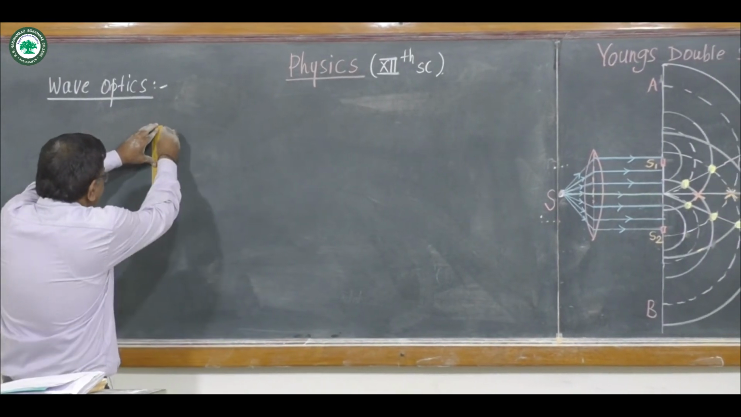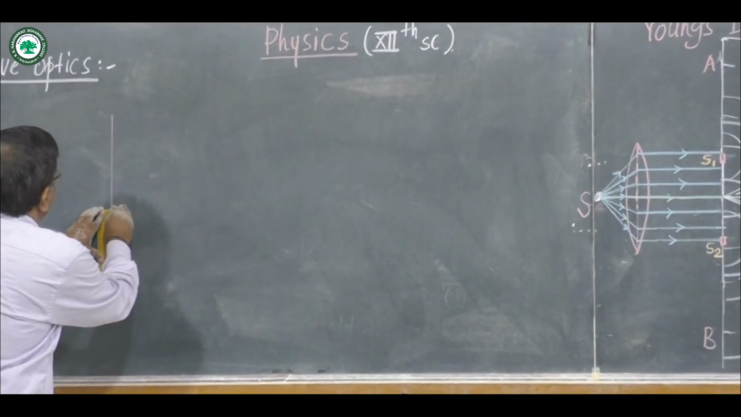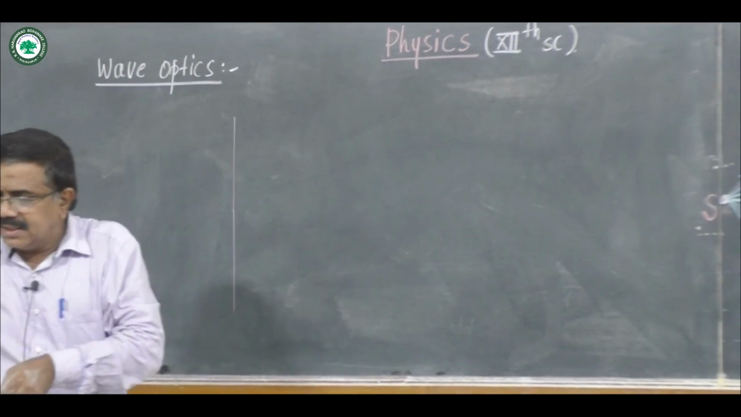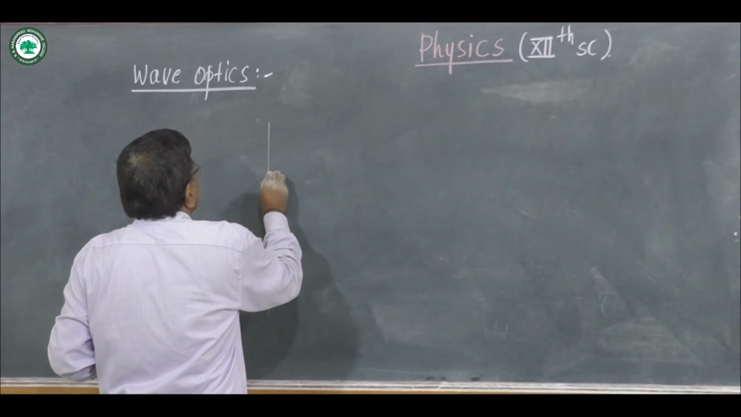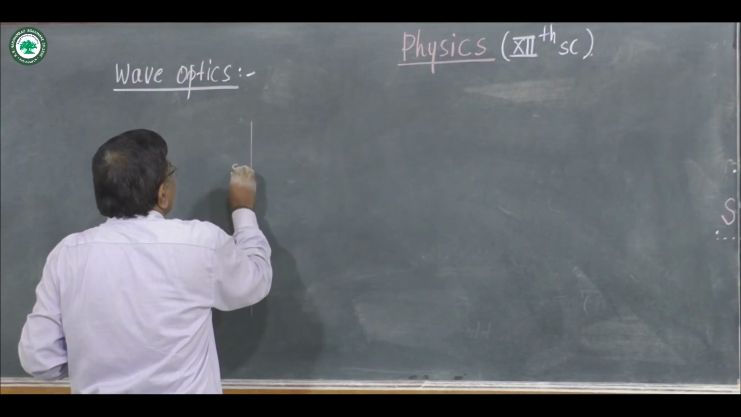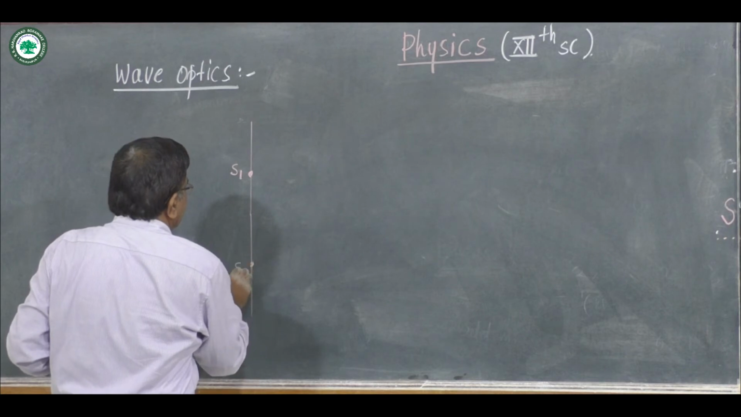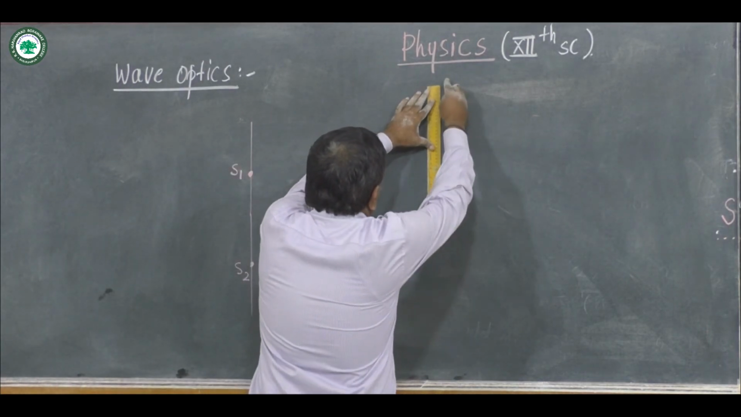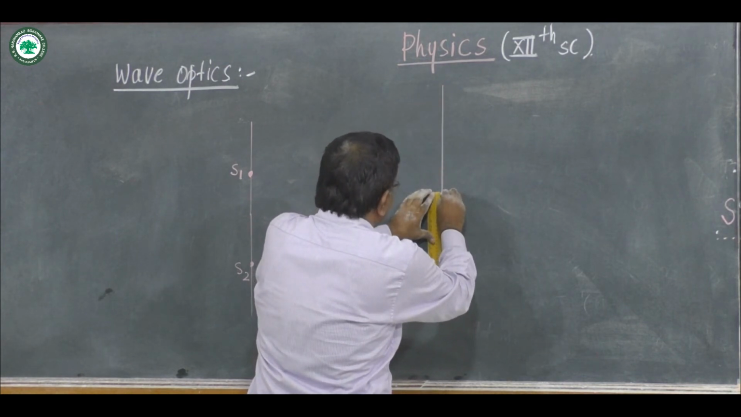In Young's experiment, firstly we find the path difference between the waves. Suppose here this is slit S1, here there is slit S2, and here there is an observing screen, we know. This is the observing screen.